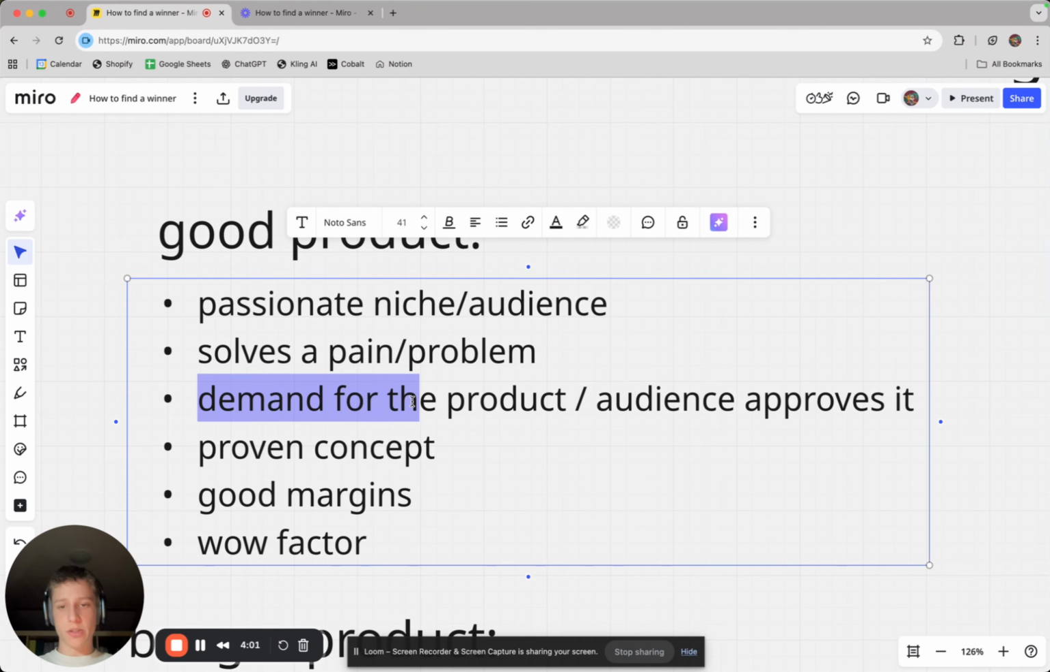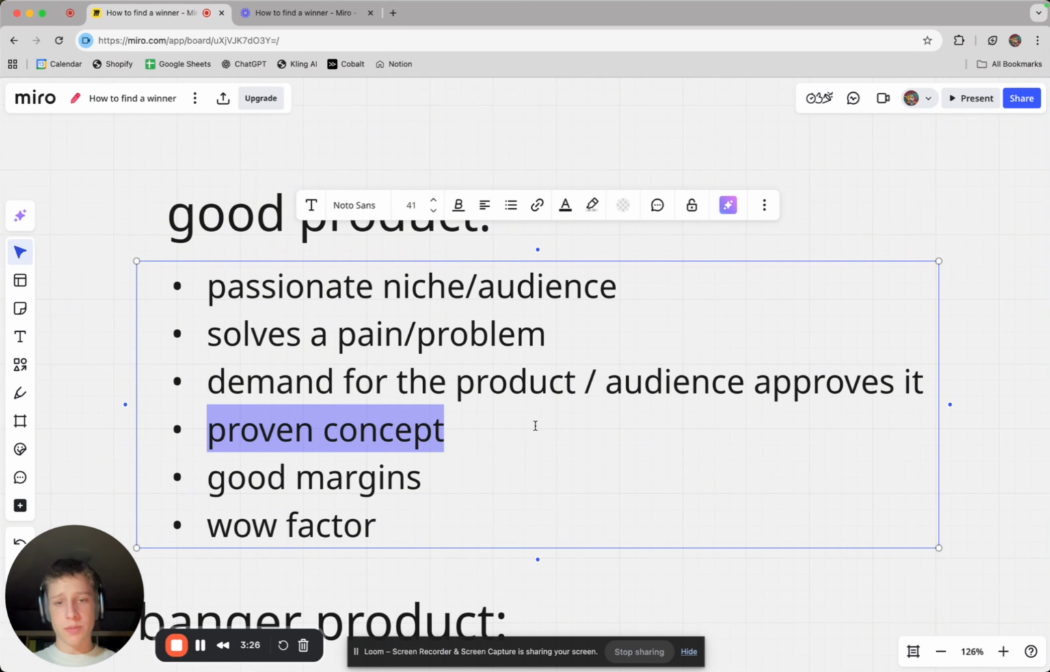The second thing your product should have is demand for the product, or the audience approves it. So if you find a product on TikTok, you can basically look at the comments, and you're gonna see if the comments say, where can I get this, where did you buy this, I would buy this right now, it means that they want the product, and it's probably going to convert pretty well.